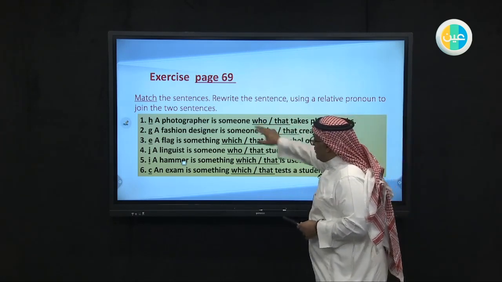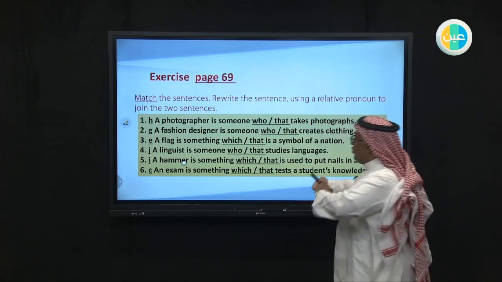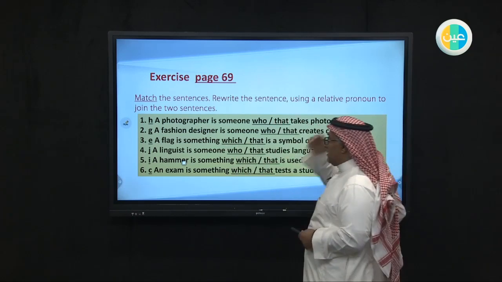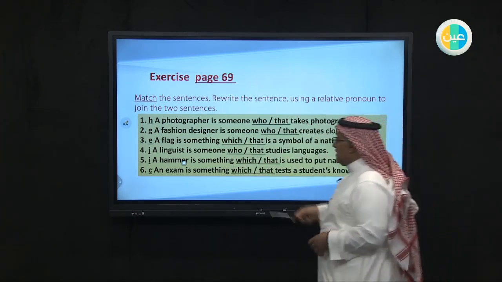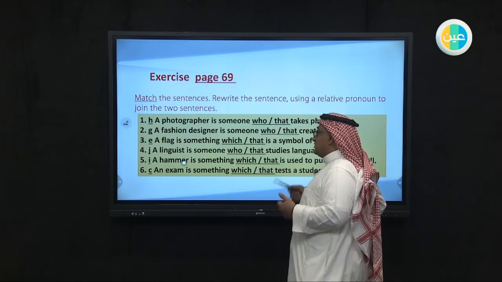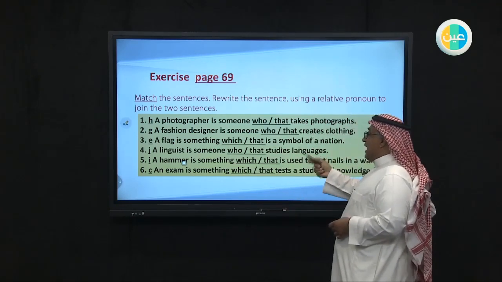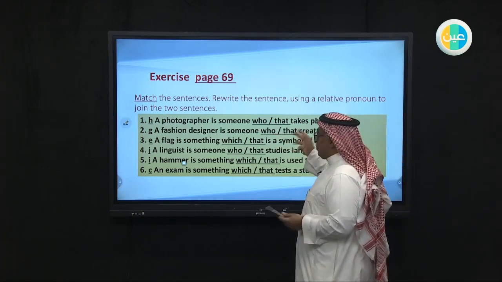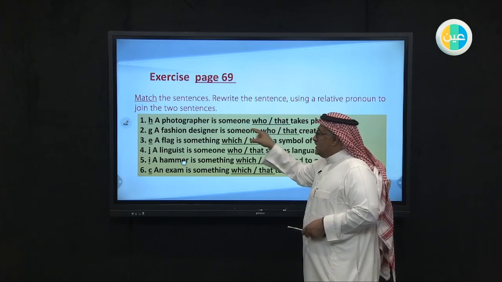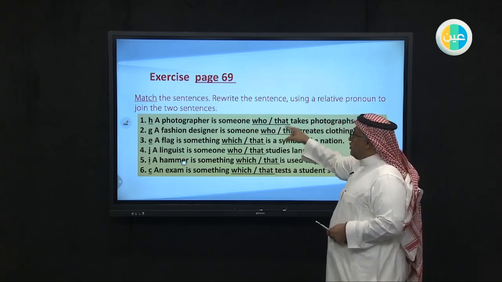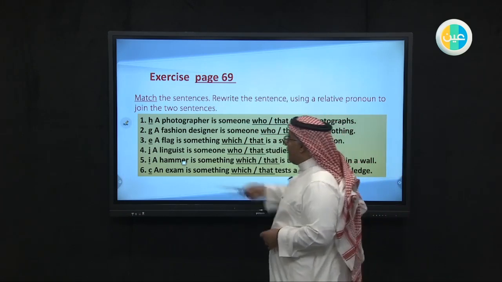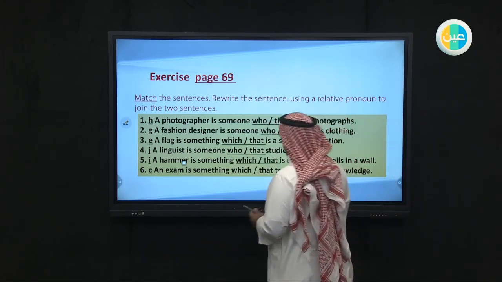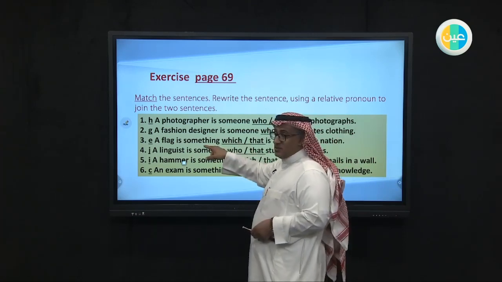So we use relative pronouns to join these two sentences together. A fashion designer is someone who or that creates clothing. We use who or that because someone is a person. A flag is something which or that is a symbol of a nation. Why do we use which? Because it is something.